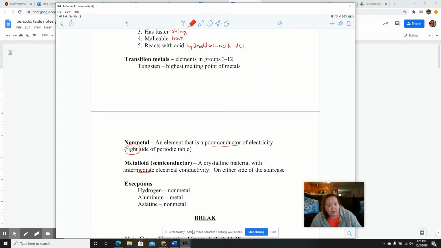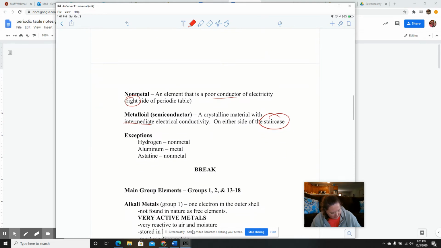Silicon is a metalloid, and we know that is used in computers because it's got that intermediate electrical conductivity. They are falling on the staircase, okay? And then, like everything in chemistry, there are always exceptions. No matter what topic we are talking about in chemistry, there are always exceptions. And here they are: hydrogen, aluminum, and astatine. And I will go through that.